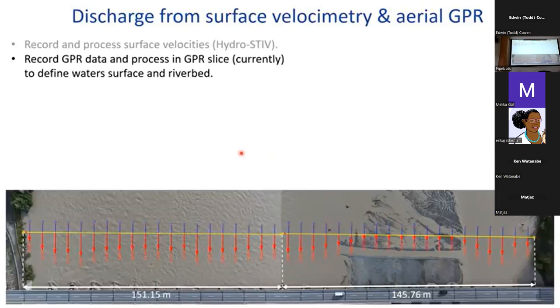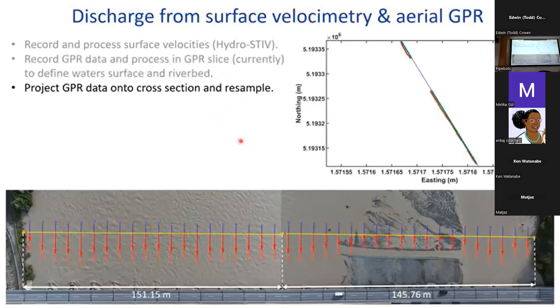We recorded the ground penetrating radar data and processed it in software called GPR Slice that we're currently using. We're developing a toolbox for processing the data in the future, but at the moment we're using this commercially available software. And in that software, we define the water surface and river bed. Data is then exported from GPR Slice and then processed in MATLAB. So we project the GPR data onto a cross section between the start and finish points and resample it.